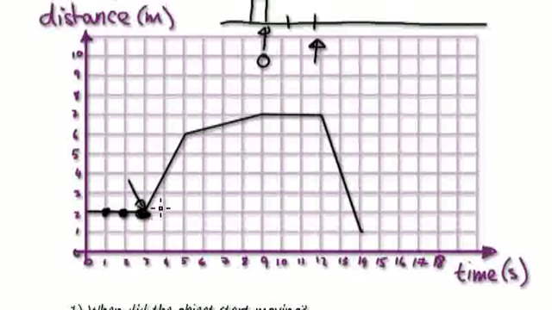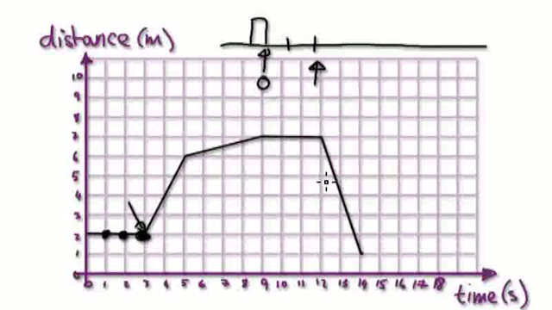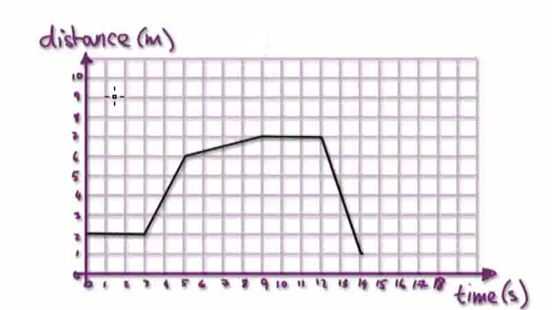Just after 3 seconds you started moving. So you started moving at t equals 3, when time equals 3 seconds. Well, 3 seconds after. Okay, that's when you started moving. Now, looking at this distance-time graph again, answer this one.